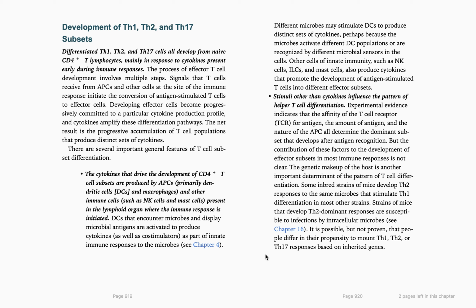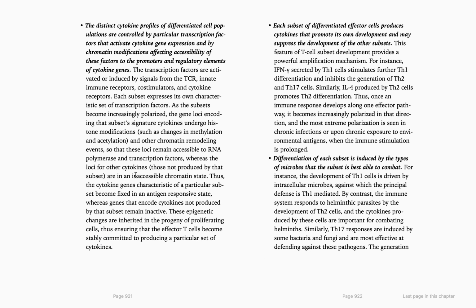It is important to note that people differ in their propensity to mount T helper 1, T helper 2, or T helper 17 responses based on inherited genes. The distinct cytokine profiles of differentiated cell populations are controlled by particular transcription factors that activate cytokine gene expression and by chromatin modification affecting accessibility of these factors to the promoters and regulatory elements of cytokine genes.